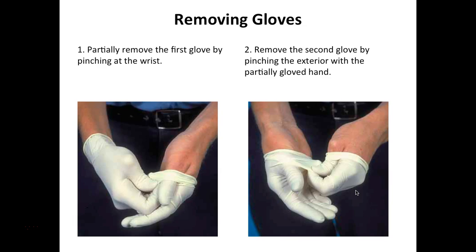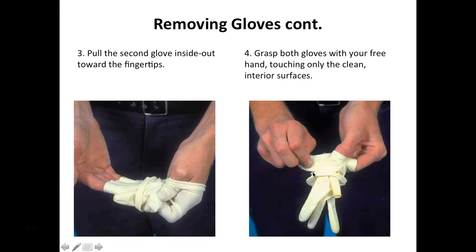All right, so you're going to put on and remove gloves. For taking them off, partially remove the first glove by pinching at the wrist. Remove the second glove by pinching the exterior with the partially gloved hand. Okay, so you see how they pull it. He pulls one halfway down and then pulls the other one halfway down, only touching the dirty surface with the dirty surface.